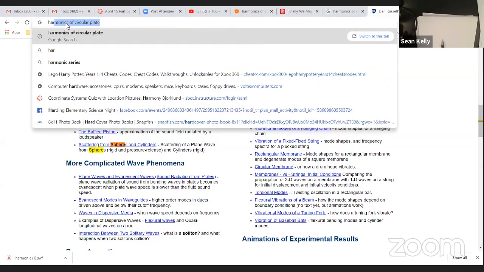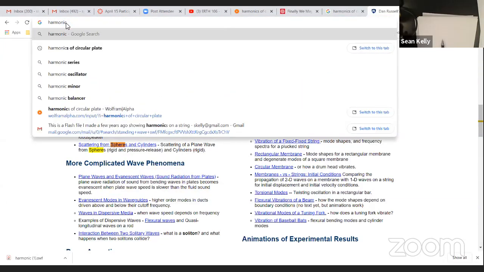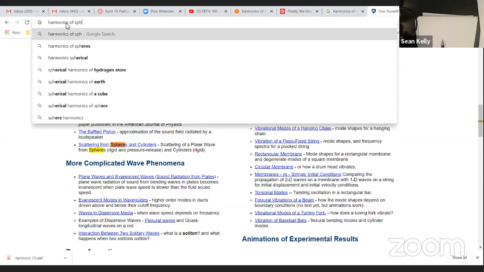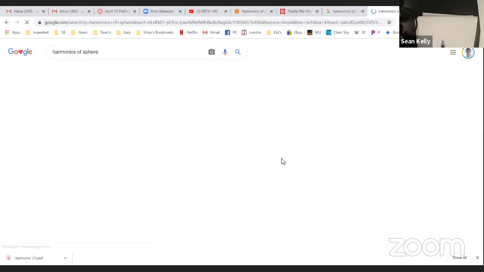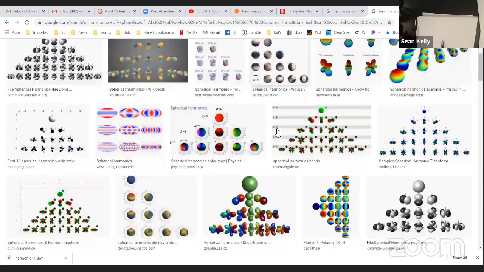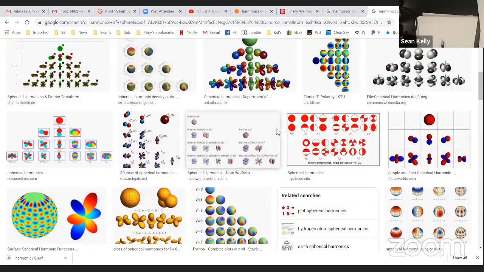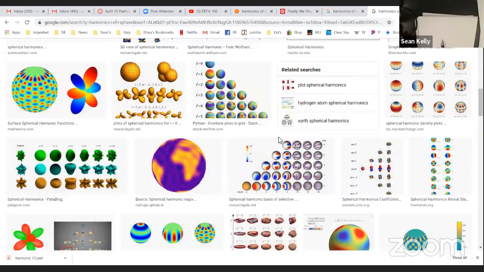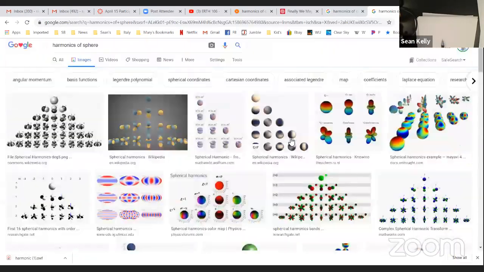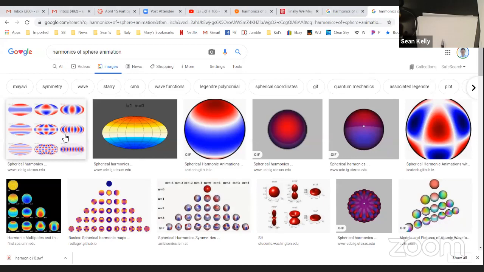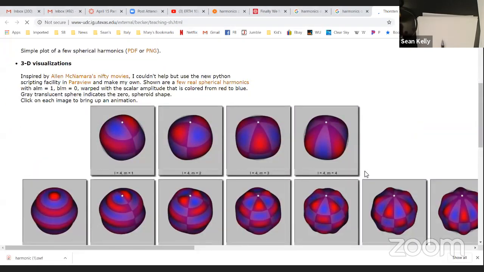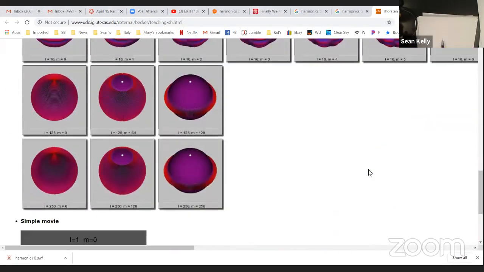These are actually well-known mathematical equations too. Harmonics of a sphere. Okay, yeah. I like that oscillation thing though. That is so cool to see. Let's see if I could find an animation, because that was really neat to see. Spherical harmonics. Can we see animations? They're not animated. That's boring.